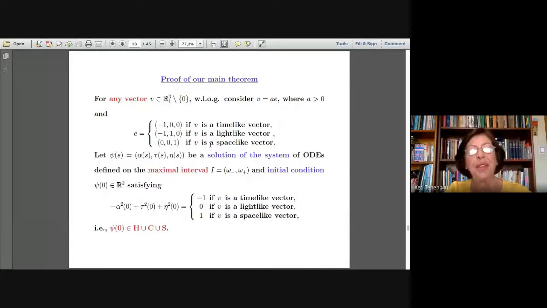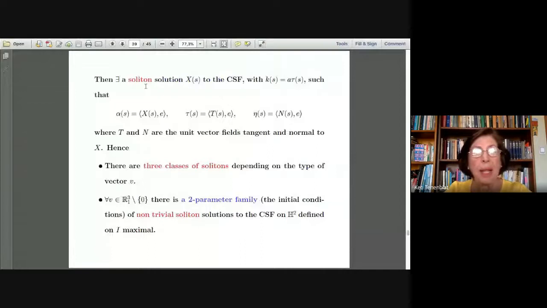Then you consider psi of s, a solution of the system of ODEs defined on the maximal interval I, with initial condition psi of zero satisfying one of those three conditions, meaning that psi of zero is in one of those sets, H, C, or S. Then we already saw that once you have a solution like that, there is a soliton curve X of s, which has curvature equal to a times tau of s, and such that the solution alpha, tau, and eta is related to the curve as the inner product of x, t, and n with the vector e.